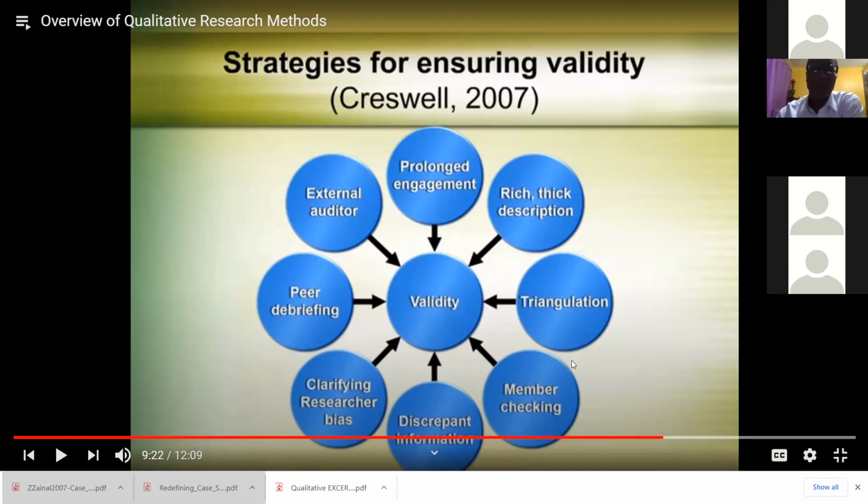Member checking is really saying, okay, so after you've collected all of that interview data and you've transcribed it, it is the responsibility of the researcher to bring it back to the participants and say, okay, this is what I transcribed. Please let me know if I transcribed it properly. Because a person could say something, and in transcription you interpret it a different way.